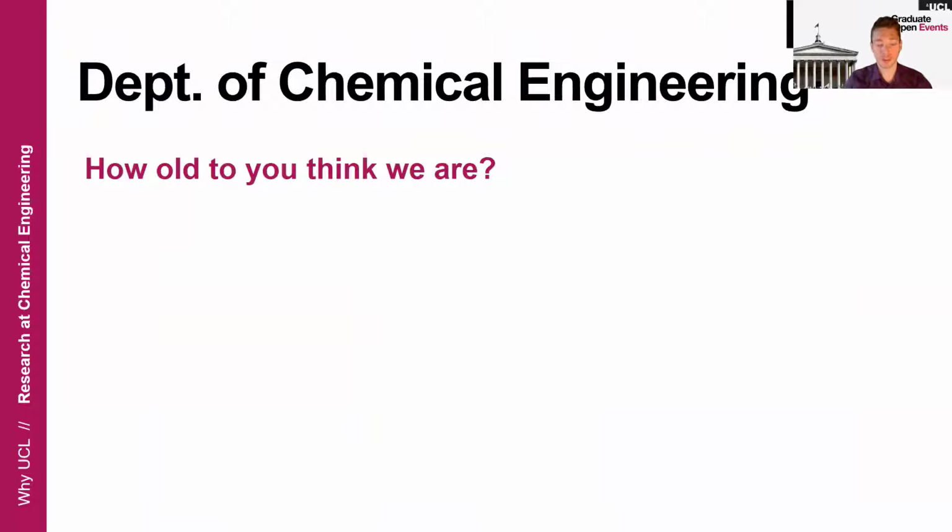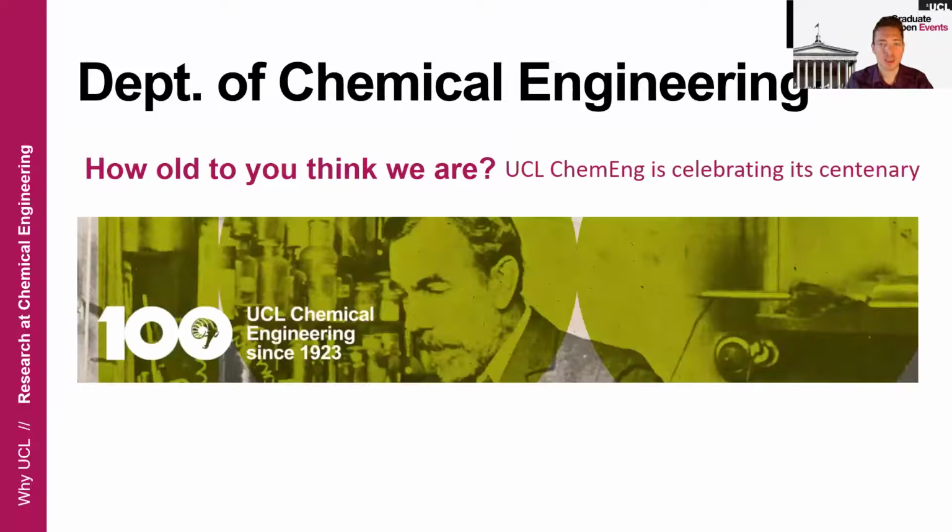So how old do we think we are? Well, I think I gave it away. I mentioned before how old UCL is. We were established in 1826. The department itself is not that old, but still we are probably the oldest chemical engineering department in the UK. And we are celebrating our centenary. So we are 100 years old. So we are there since 1923.